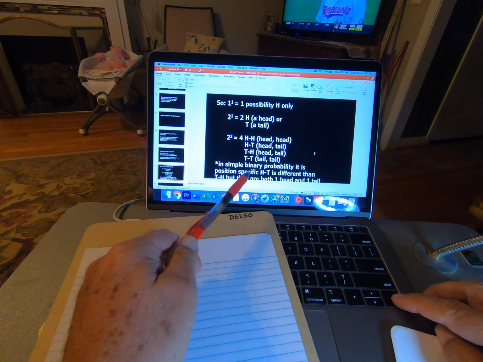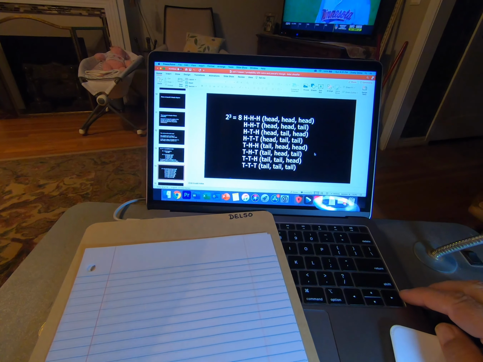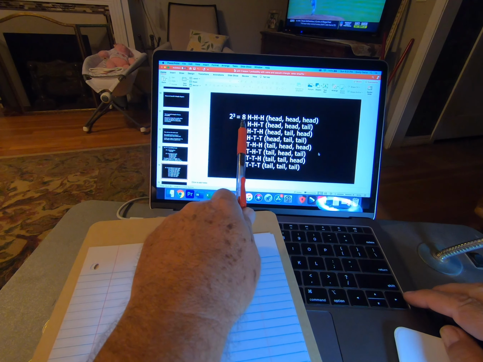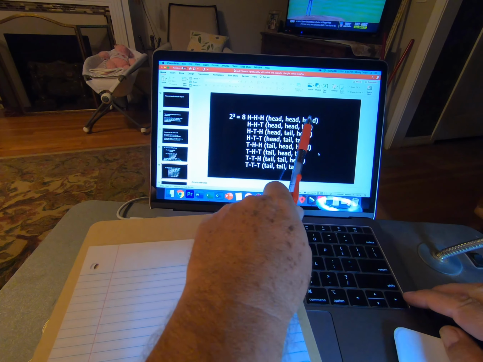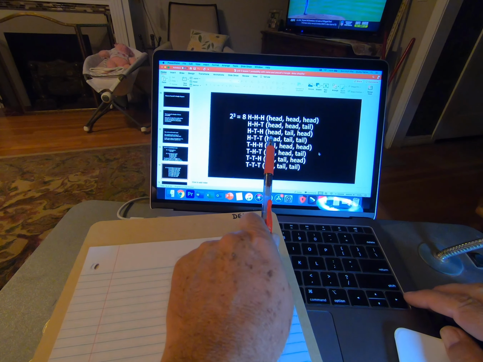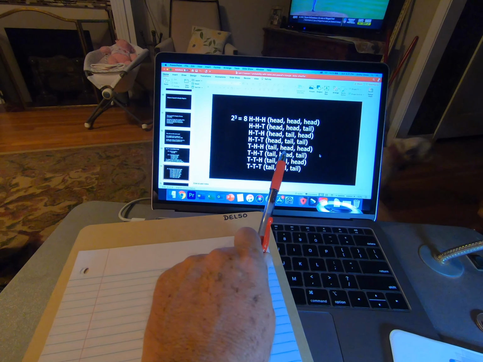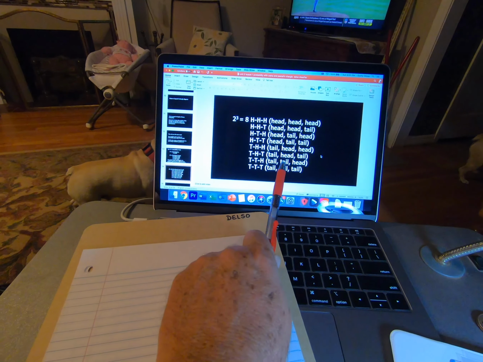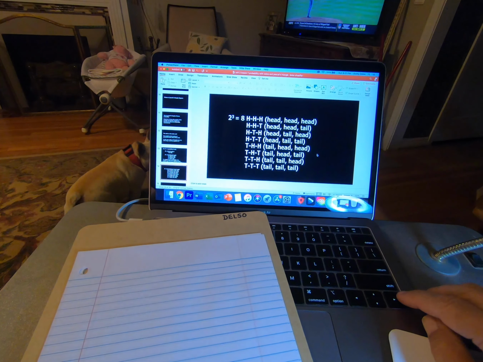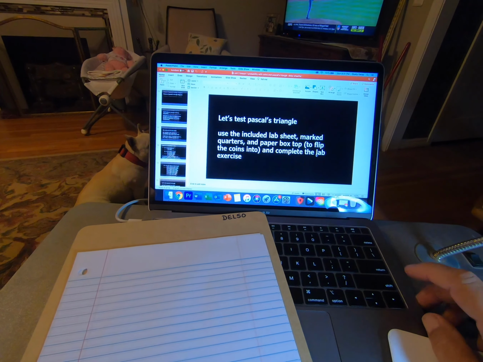It is position specific. Now we complicate life with 3 coins, and we have 8 possibilities. 3 heads, 2 heads and a tail, head, tail, head, head, tail, tail, tail, head, head, tail, head, tail, tail, tail, head, and then tail, tail, tail. So there are 8 possibilities using 3 coins.